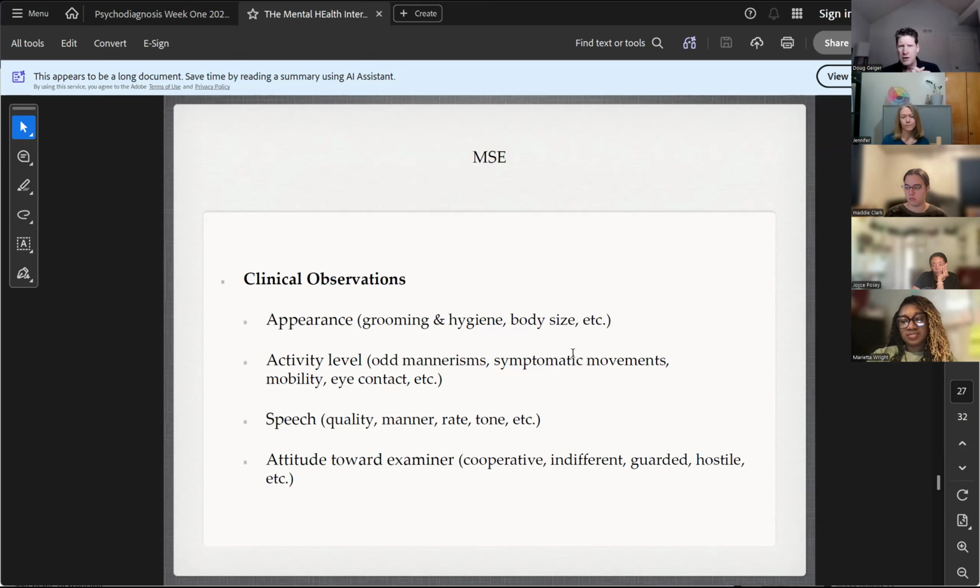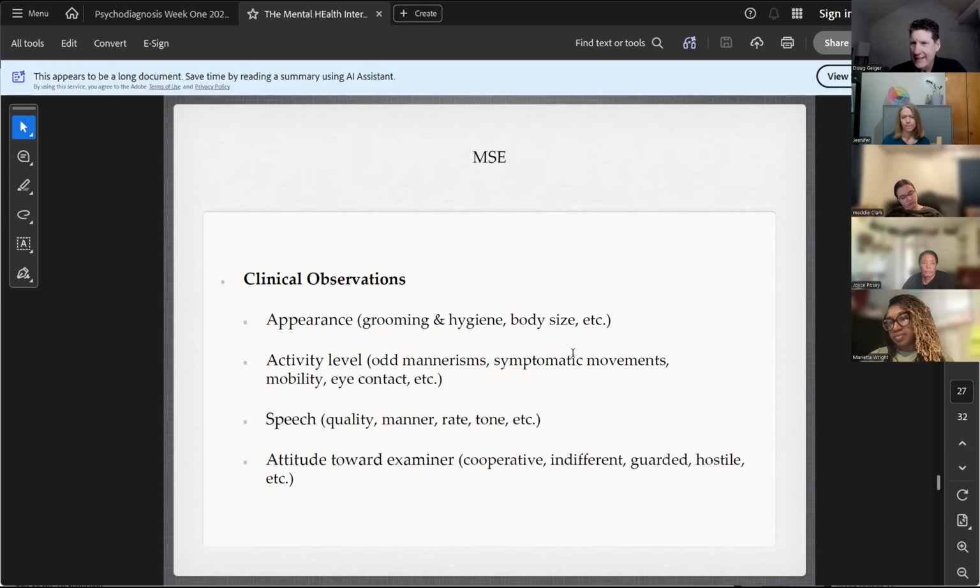Clinical observations are: what's their appearance? Do they have good grooming, good hygiene? What's their body type? Do they have instances of medical issues and things like that too? What's their activity level? Do they have odd mannerisms, symptomatic movements, mobility? Did they maintain eye contact with you the whole time? What was their speech like? Was it slurred? Was it on point? What was the rate? Sometimes when they come in, maybe they have a different rate, and so maybe there's anxiety. There's all kinds of things that could be going on.